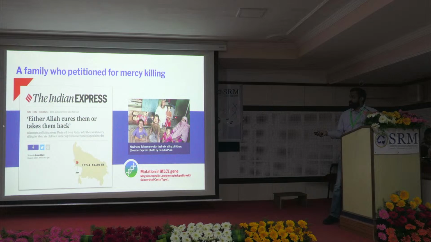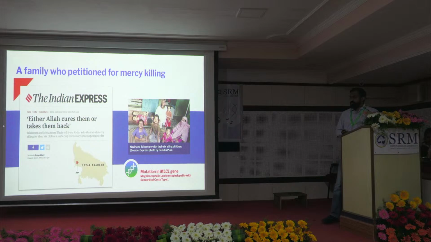And these are the children from the youngest to the oldest in the clockwise direction. They're perfectly normal at birth. At around 3 years, they start losing their milestones. Eventually, they end up in a vegetative state and they die. They don't have a hope. They don't have a diagnosis. They don't have a treatment. And therefore, they petitioned the President of India to euthanize all their 6 children.